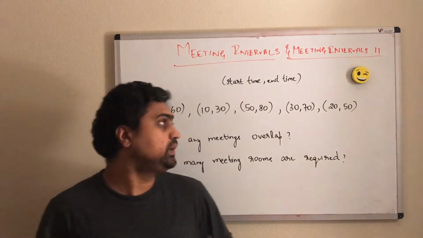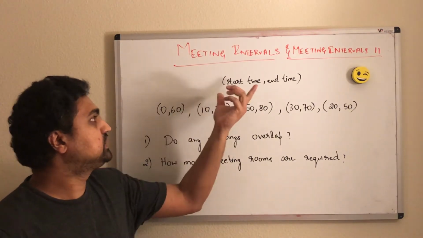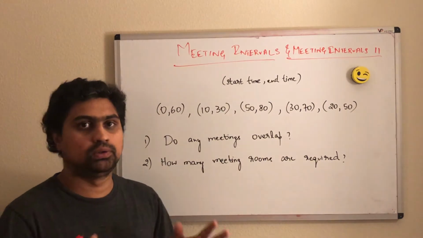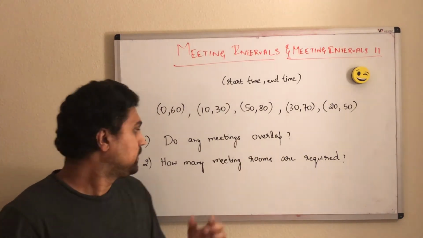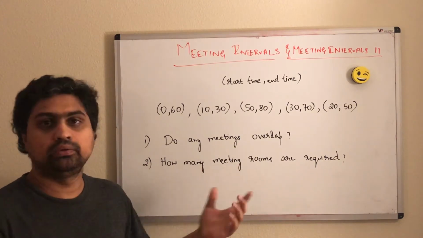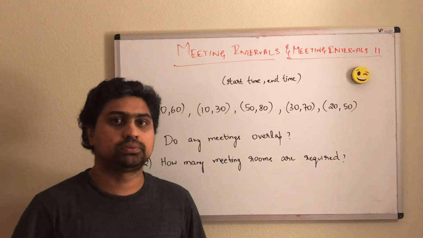Okay, so here we are given a list of meeting intervals. Each meeting interval is a tuple of start time and end time. So the question is, do any of these meetings overlap? Very simple. If they do overlap, then how many meeting rooms are required to run all the meetings? So that's the second question. So how do we solve this problem?